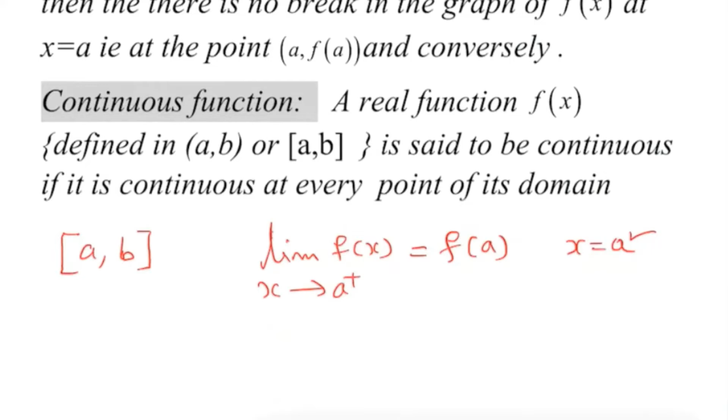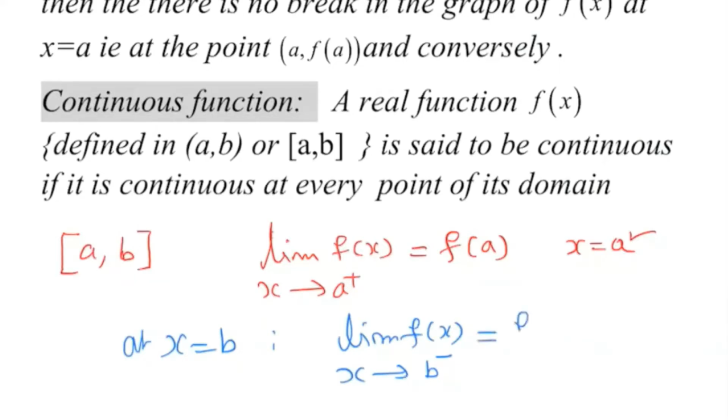Now to verify the continuity of the function at x equal to b, we need to find the left-hand limit of f of x as x tends to b, that is b minus, because there is no point to the right of b. You can approach b only from the left. That must be equal to f of b. If so, f is said to be continuous at x equal to b.